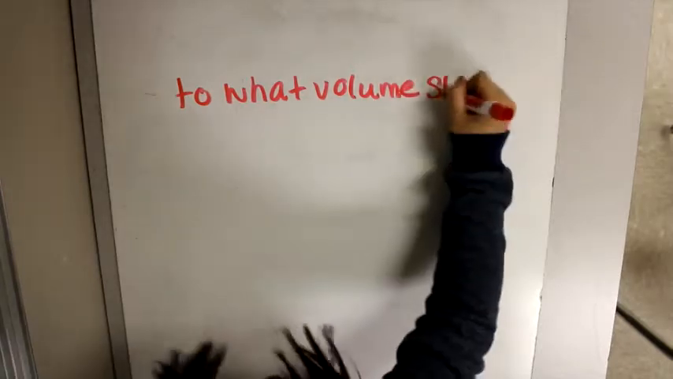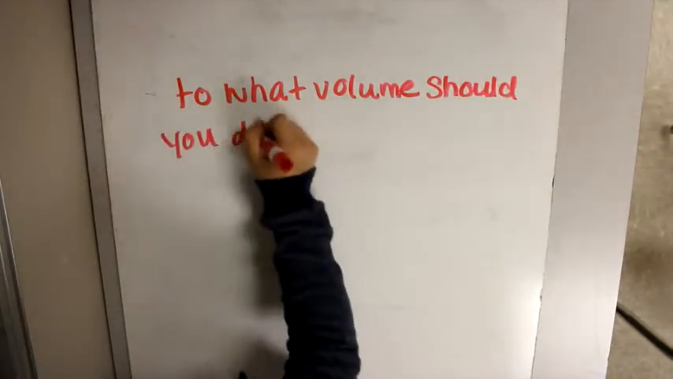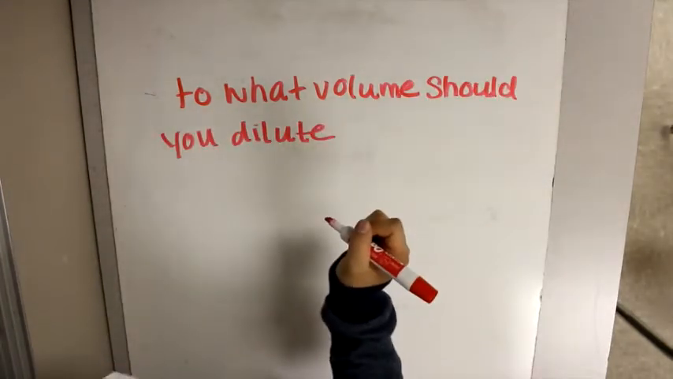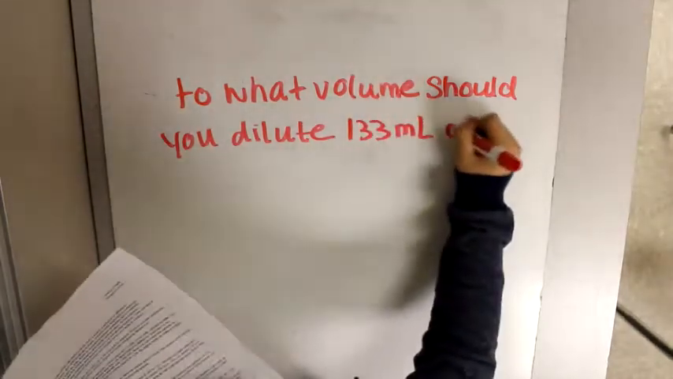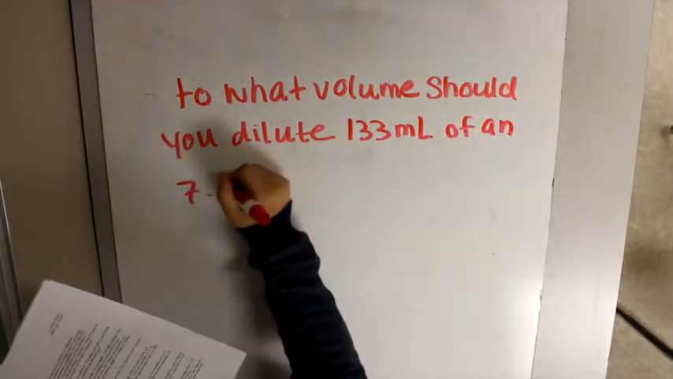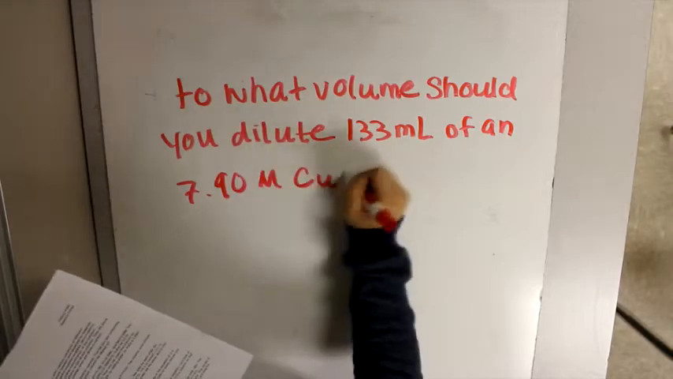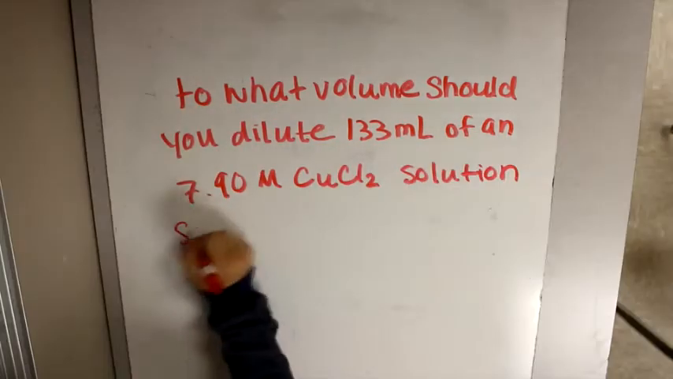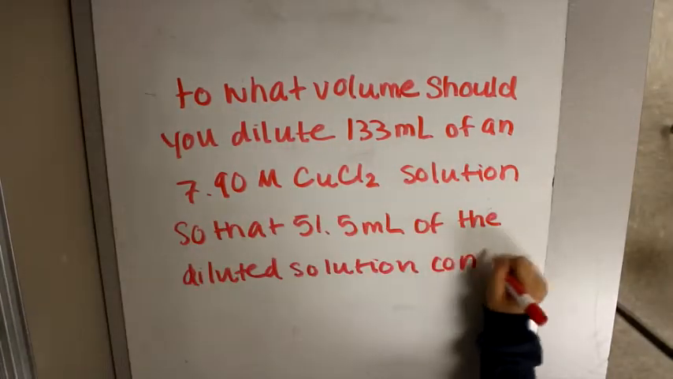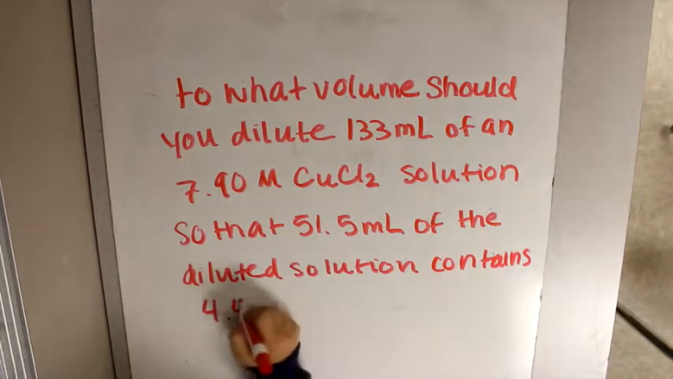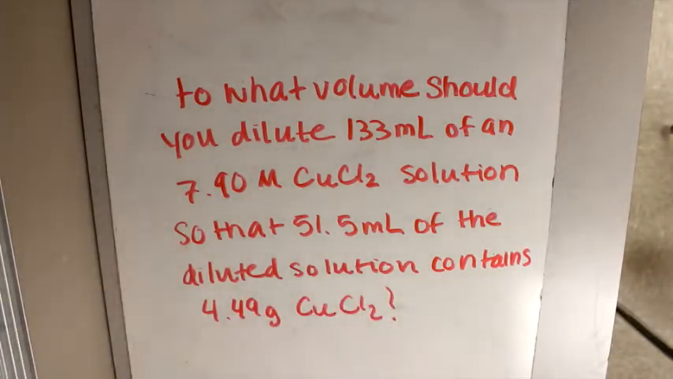There are also instances when the moles need to be solved before setting up the equation. Let's look at this problem as an example. To what volume should you dilute 133 milliliters of a 7.90 molarity CuCl2 solution so that 51.5 milliliters of the diluted solution contains 4.49 grams of CuCl2?